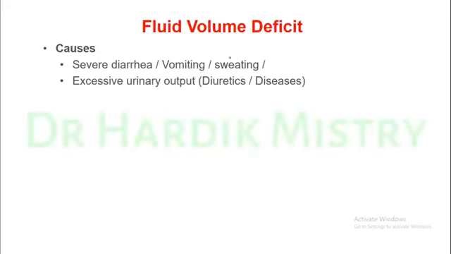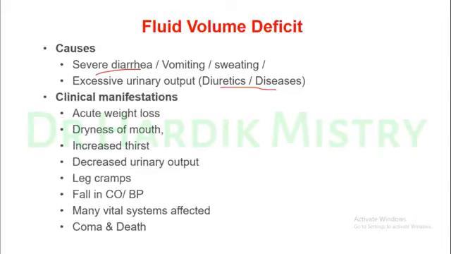Causes of fluid volume deficit: severe diarrhea, vomiting or sweating, excessive urinary output due to diuretics or disease. Clinical manifestations: acute weight loss, dryness of mouth, increased thirst, decreased urinary output, leg cramps, fall in cardiac output or blood pressure or both. Many vital systems are affected if there is a fluid volume deficit. If the fluid volume deficit is very severe, it can also lead to coma and death.